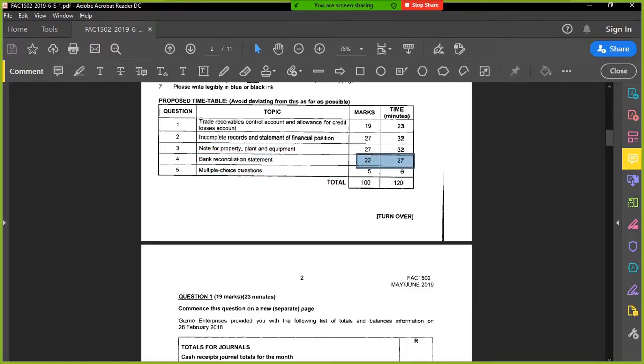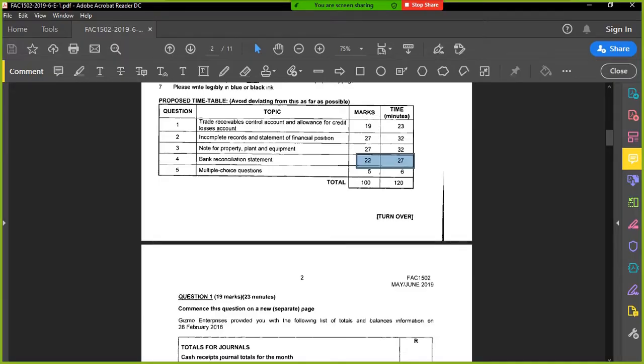It should take around 27 minutes to complete. If you're really good at your bank recon, it's going to take shorter than that. It's not going to take you the full 27 minutes. We've seen that in the previous paper, October/November 2019, and you'll see the same thing here in May/June 2019. Remember, you're doing an online assessment, so you'll have technology, your books, your notes, everything with you.